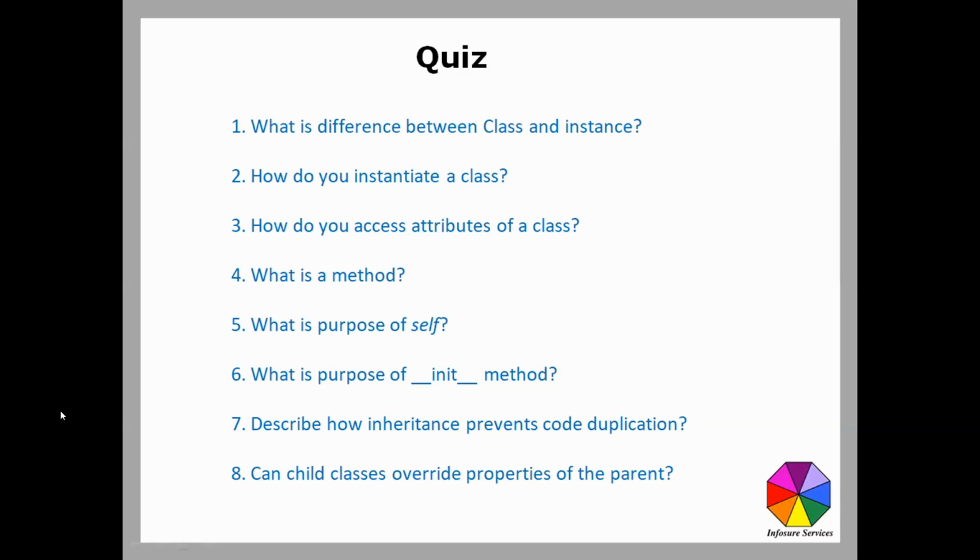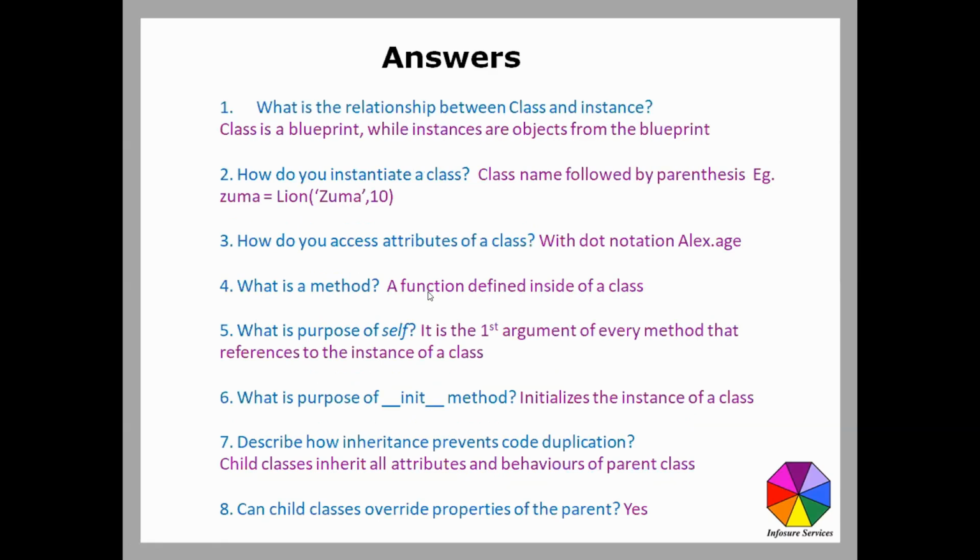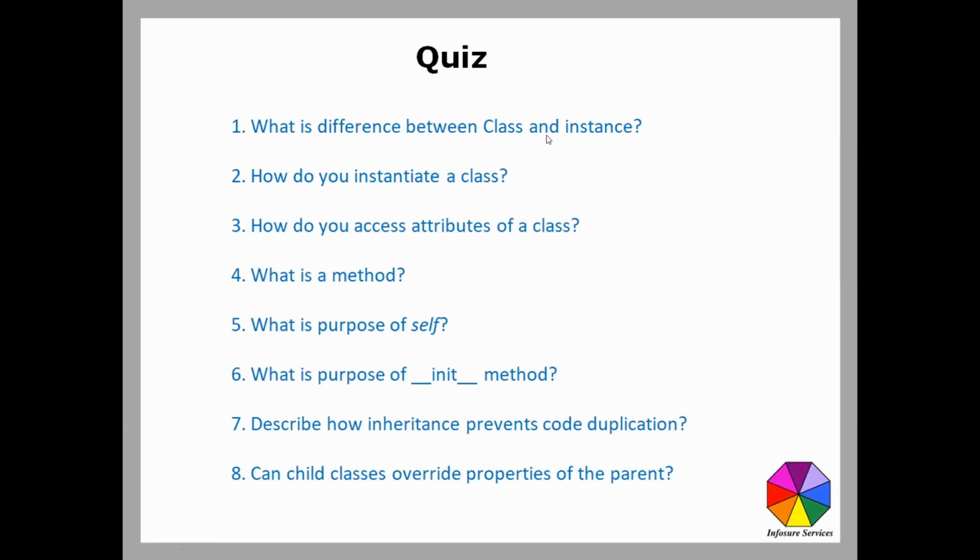Yes. So an object is an instance of the class. So class is the blueprint, while instances are objects from the blueprint. That's the simplest definition. Class is the template of an object. An instance is an object from that blueprint, from that template. Okay, how do you instantiate a class?